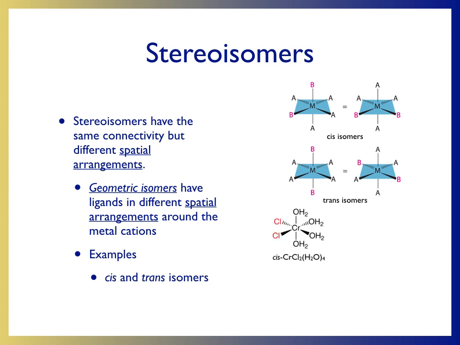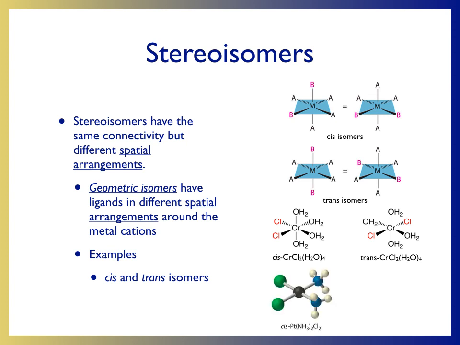Here are real examples of cis and trans isomers for octahedral complexes. In the cis example, you'll notice that the chlorine ligands are at a 90-degree angle from one another, which gives rise to the cis isomer. For the trans example, the chlorine ligands are 180 degrees from one another. You can also have cis and trans isomers in square planar complexes.